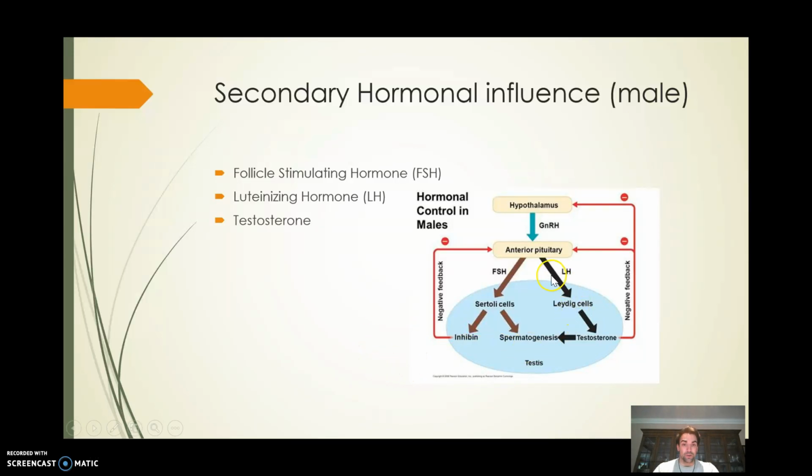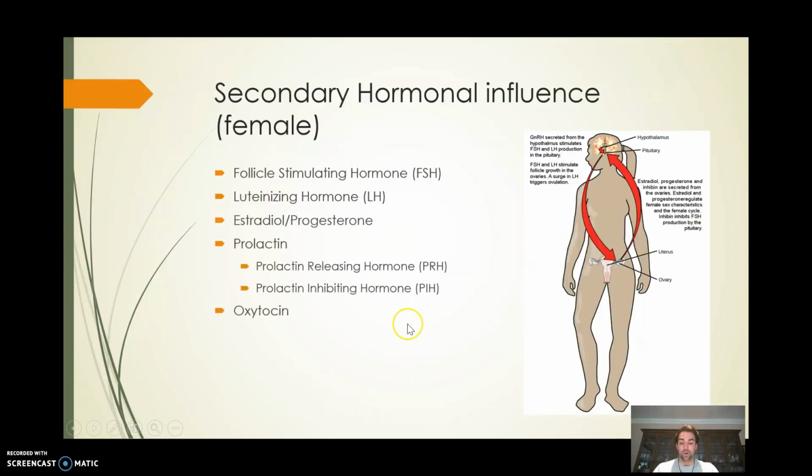So over here in our diagram, we can see these negative and positive feedback loops involved in the hormonal systems coming from the hypothalamus and the anterior pituitary. So now we will move on to the females' side of things.